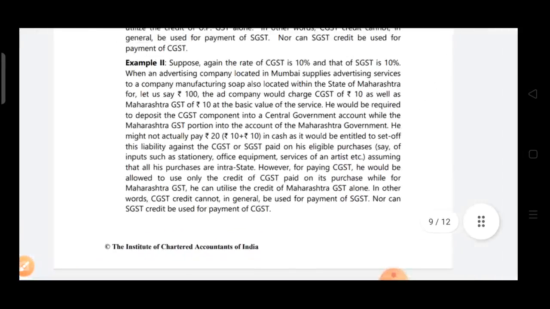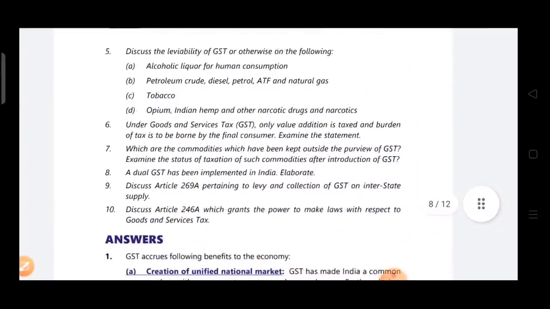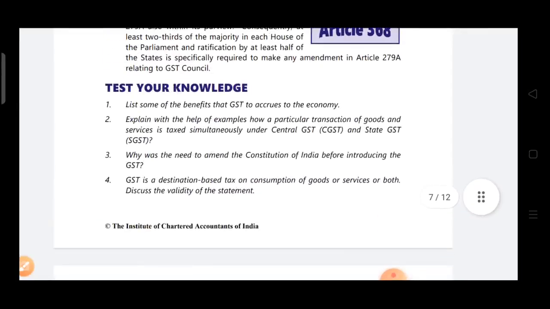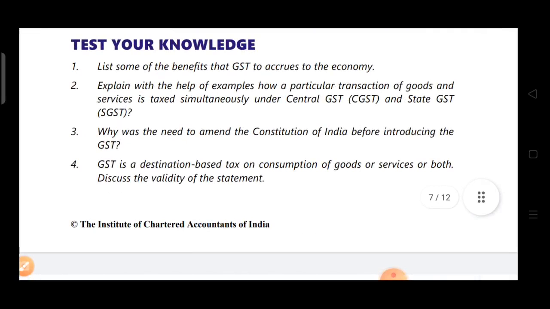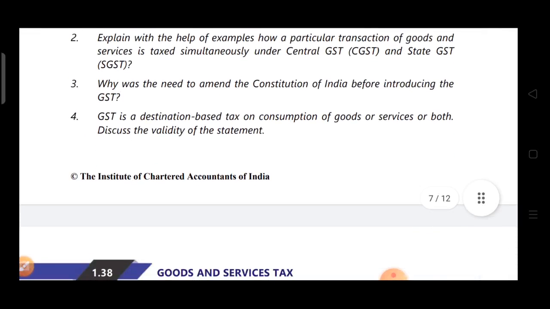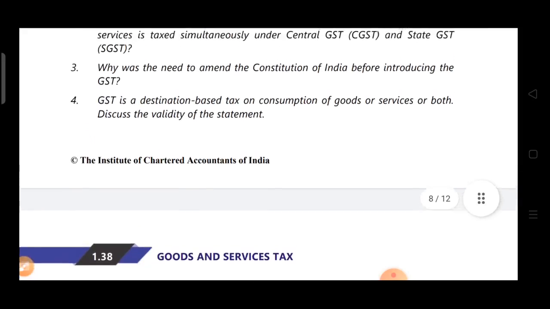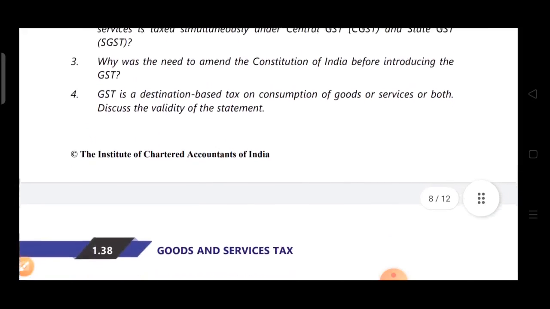As simple as that. Third question: why was there a need to amend the Constitution of India before introducing the GST? Why was the Constitution of India amended before introducing GST?